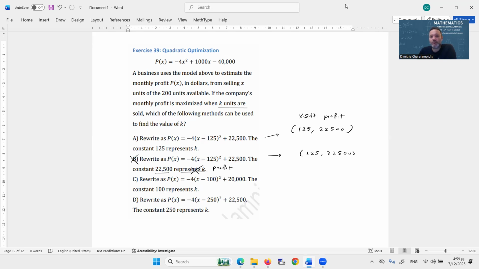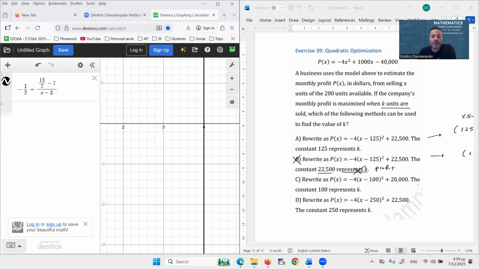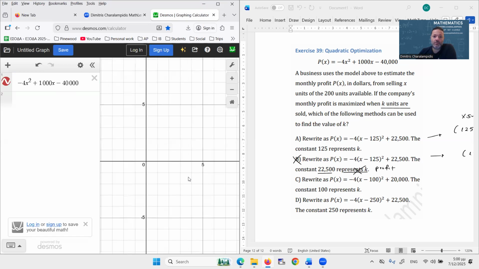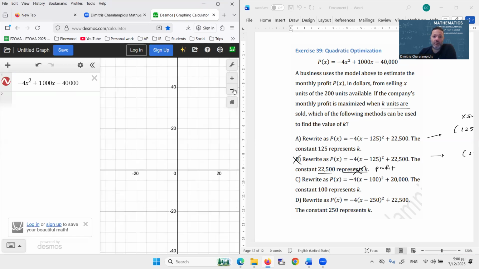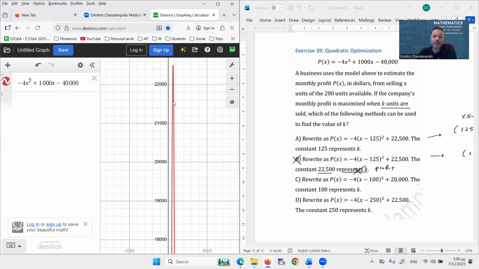We need to graph it. So let's go to Desmos. Let's move here. Minus 4x squared. I'm not going to graph A, C, and D separately, but I'm going to graph the original one. 1000x minus 40,000. Okay, so where would that be? It's somewhere there. Let's go to the 40,000s.